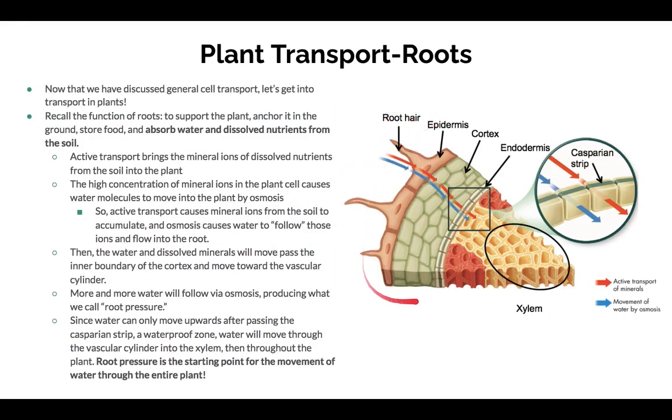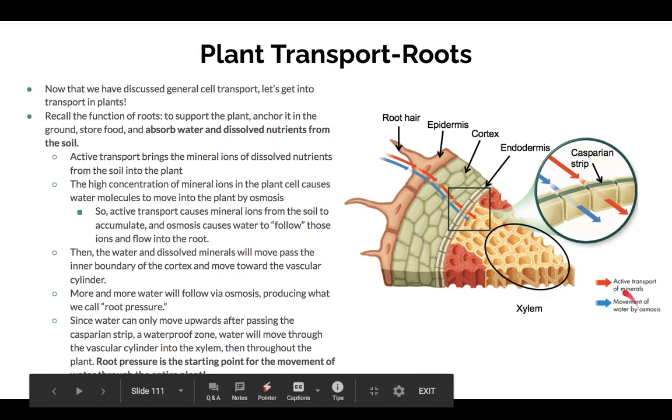So here's a diagram, or a small cross-section of a root. Okay, so again, active transport is going to cause the minerals. So this red arrow, you can follow here, minerals. Active transport is going to pump those minerals from the root hair all the way in. And then because the ions are being pumped in, water, remember, naturally wants to follow ions. So water is just going to follow those ions in, okay?